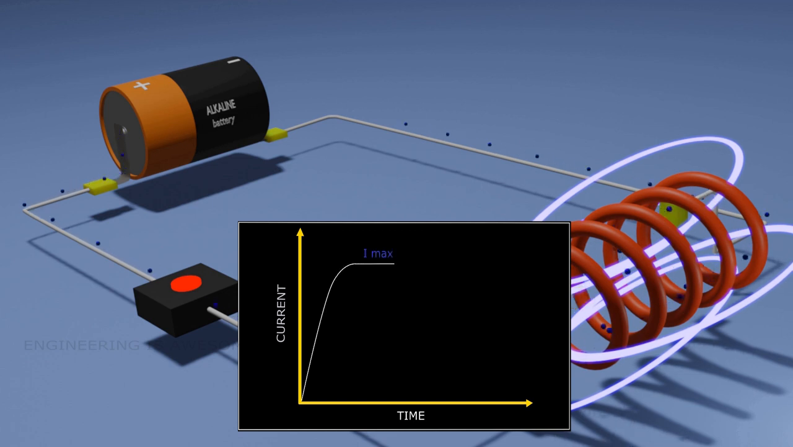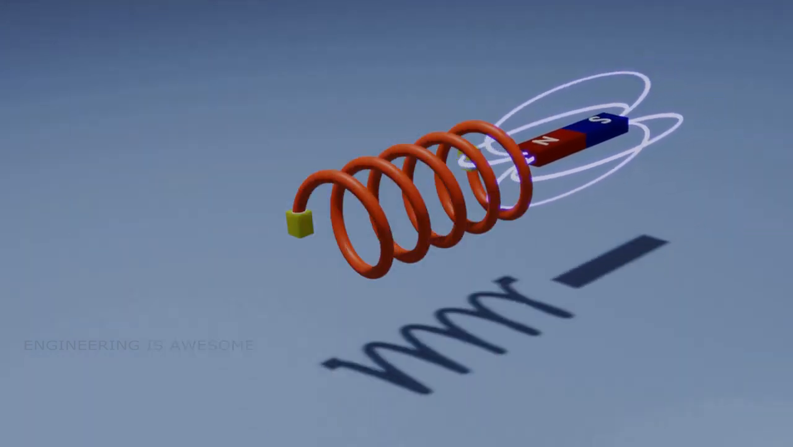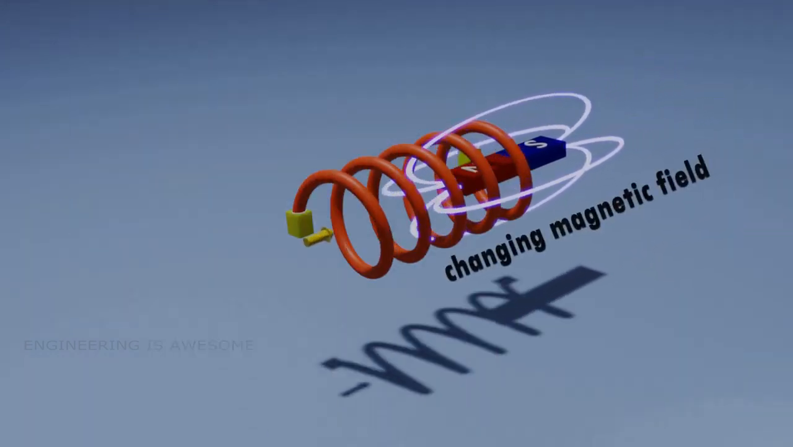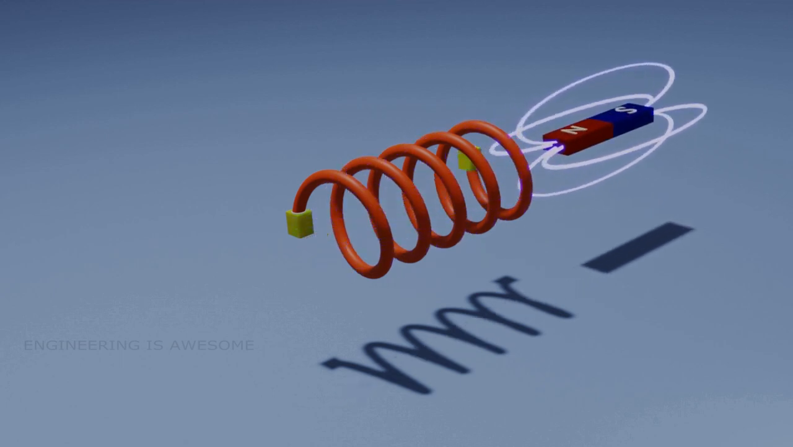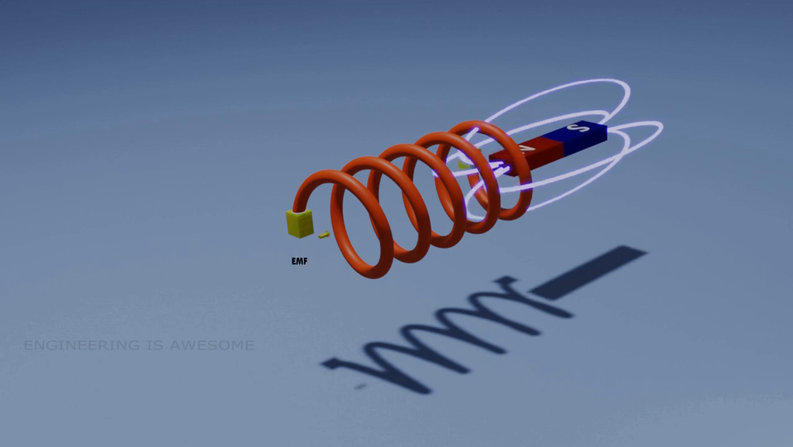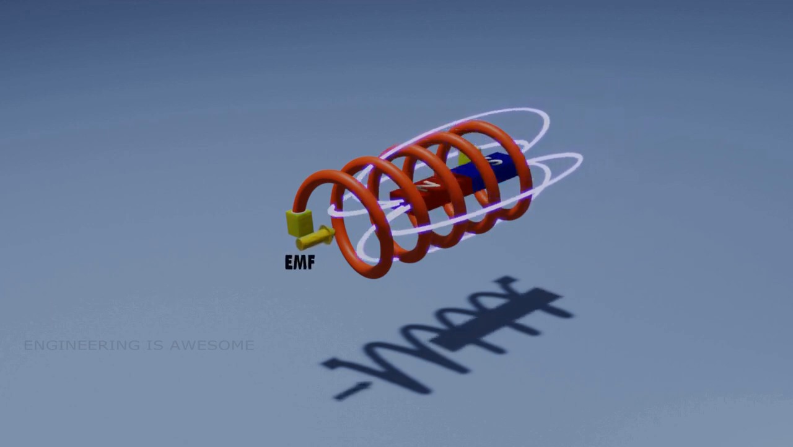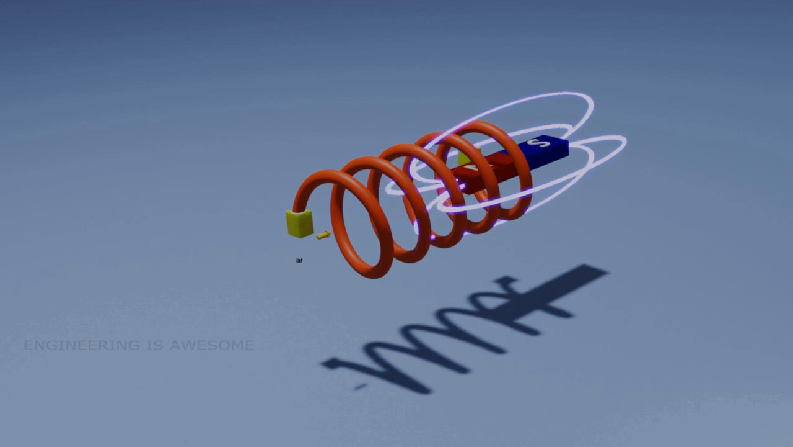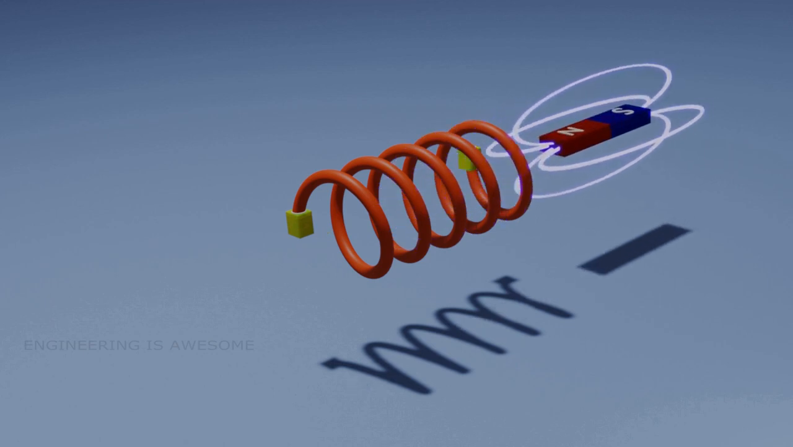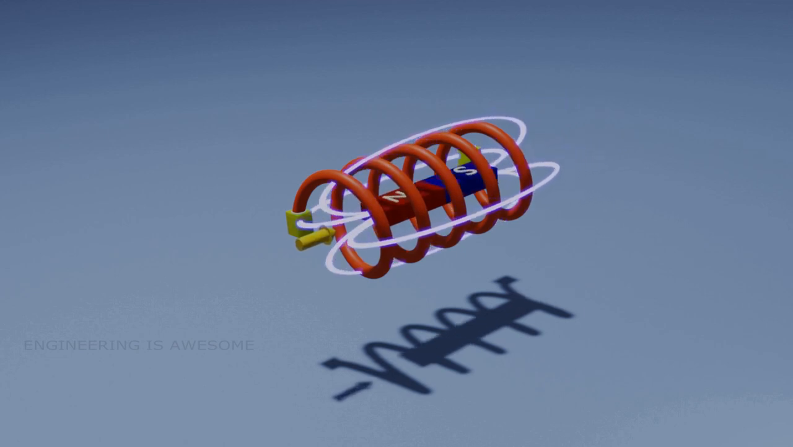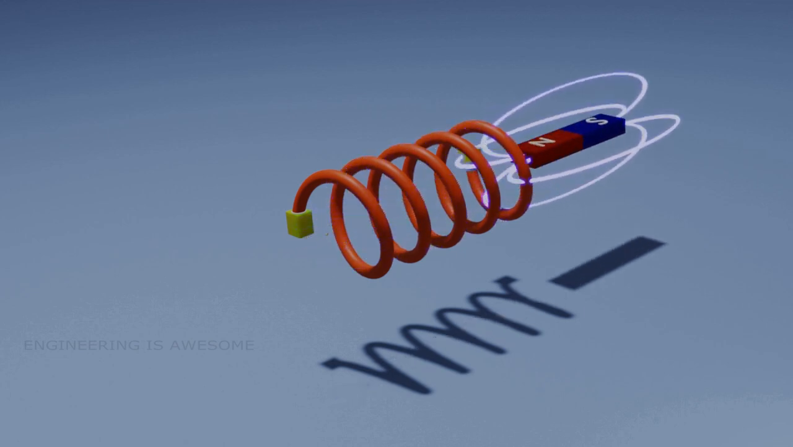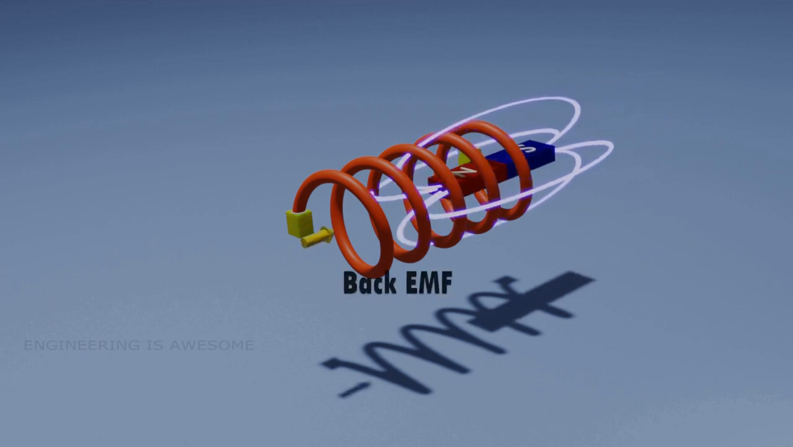To understand this, we must know about Faraday's law of induction. Faraday's law states that if there is a changing magnetic field over a conductor, it will induce an electromotive force, called an EMF, in the conductor. The direction of this EMF is always opposite to the magnetic field which created it. Due to the property of opposing its own source of creation, this EMF is called back EMF.